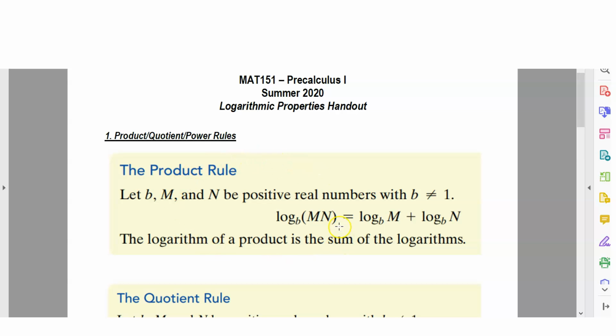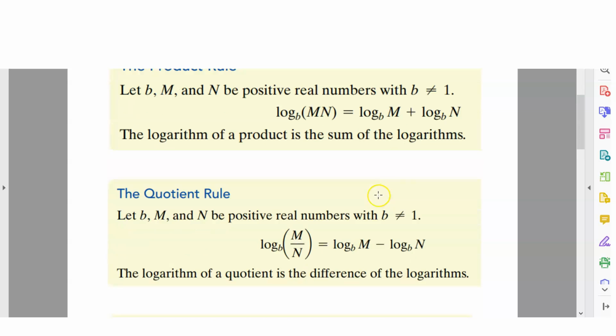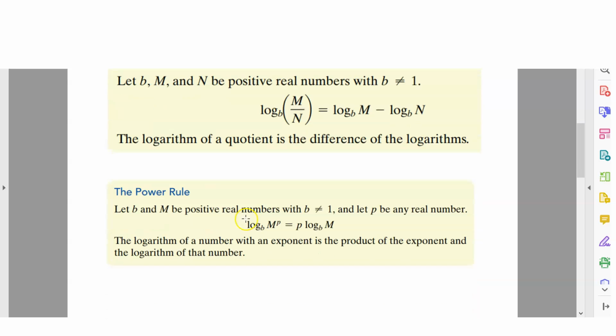We'll look at the product rule, which states that the logarithmic expression of some quantity m times n can be expressed as a sum, log to the base b of m plus log to the base b of n. The quotient rule says that the expression log to the base b of m divided by n can be expressed as log to the base b of m minus log to the base b of n. And then the power rule says that some logarithmic expression, log to the base b of m to some power p, can be re-expressed where that power p comes out front as a multiplier by the expression log base b of m. So let's look at these rules individually.